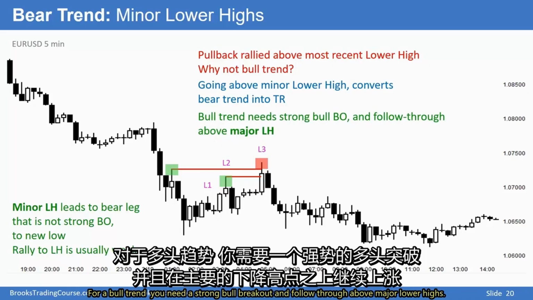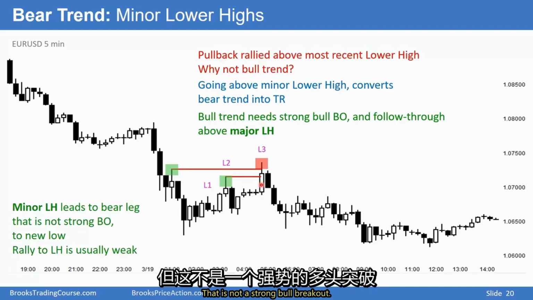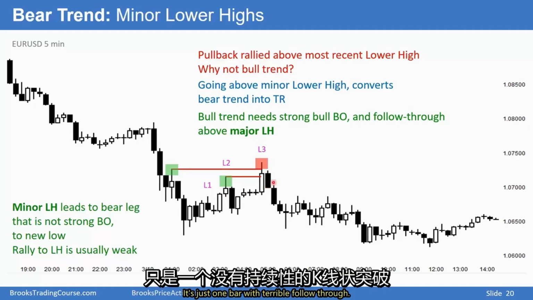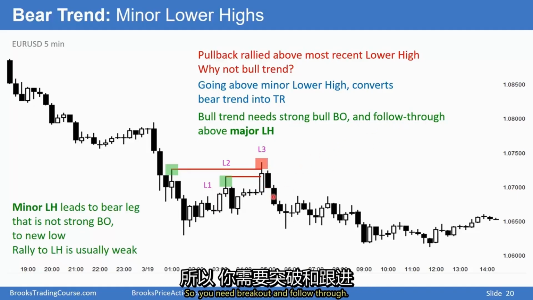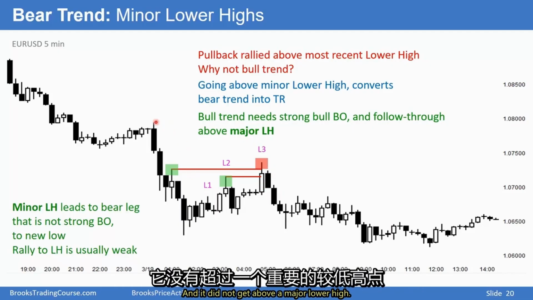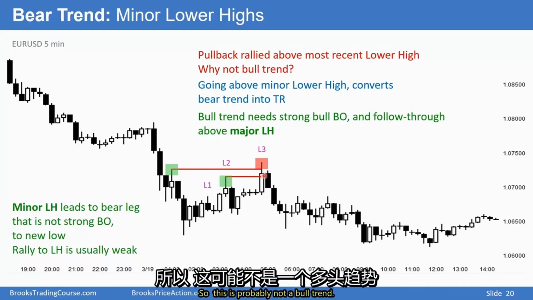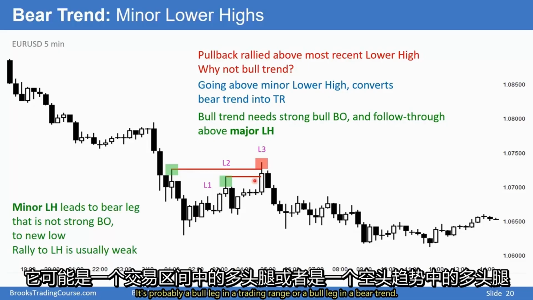For a bull trend, you need a strong bull breakout and follow through above major lower highs. We broke above a lower high. We broke above a lower high. So we're going to break out here. That is not a strong bull breakout. It's just one bar with terrible follow through. So we need breakout and follow through. So we got a decent breakout, but bad follow through. And it did not get above a major lower high. It just went above minor lower highs. So this is probably not a bull trend. It's probably a bull leg in a trading range or a bull leg in a bear trend.